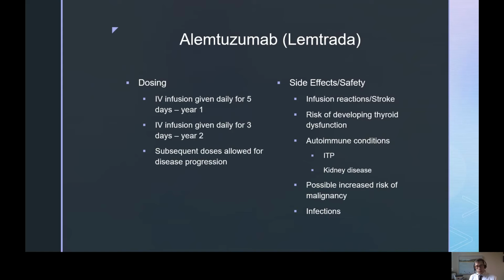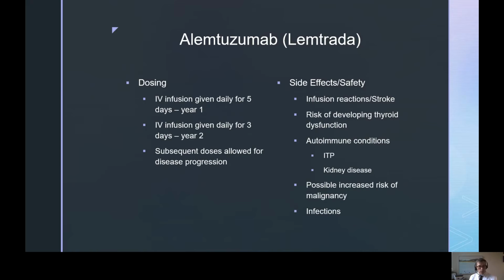Lemtrada is not used very often because of potential side effects and safety issues. Infusion reactions are pretty common. There have also been some reports of strokes occurring shortly after the infusions. And there's a risk of developing other autoimmune conditions, with almost a third of patients developing some thyroid dysfunction. But there's also been reports of patients developing issues with their platelets, which can lead to bleeding, as well as issues with their kidney. Possibly there's also an increased risk of cancer and infections.